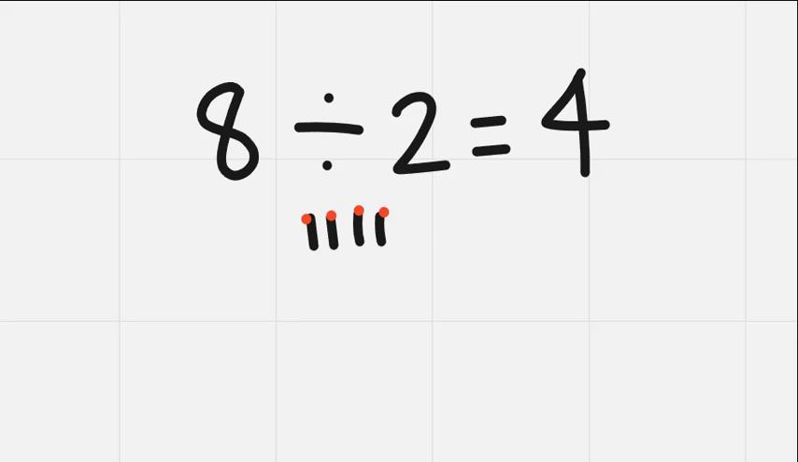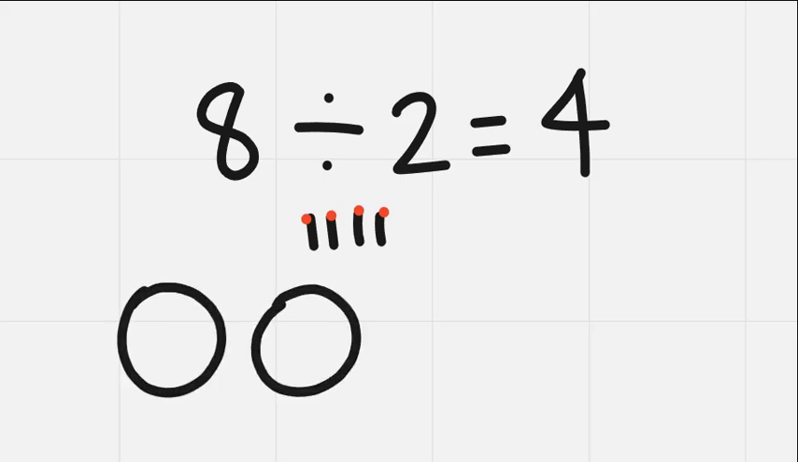I can draw a picture of this. I can draw 2 groups and then count to 8 as I pass it out. 1, 2, 3, 4, 5, 6, 7, 8. If you see, there are 4 in each group. All of these are connected to the idea of division, splitting something up.